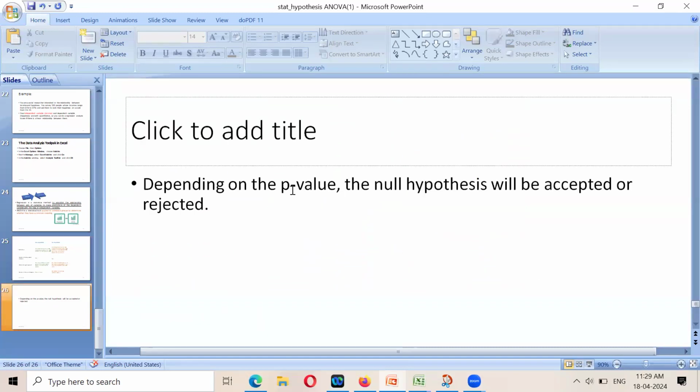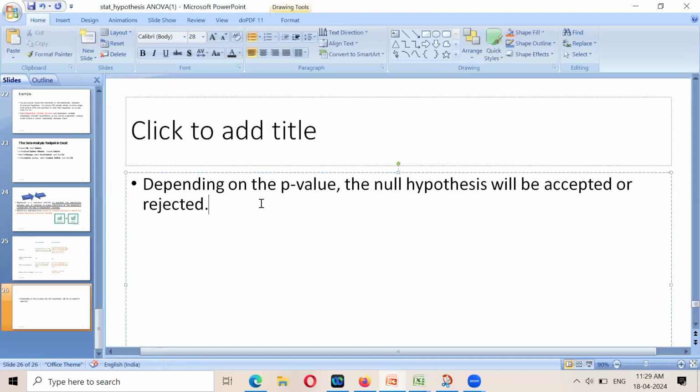So the final point is that depending upon the p-value, the null hypothesis will be accepted or rejected. So what will be the value? The standard value is 0.5. Okay, so if it is less than 0.5 p-value, the null hypothesis will be rejected. If it is greater than 0.5, it will be supported. Okay. So that is all about the ANOVA here.